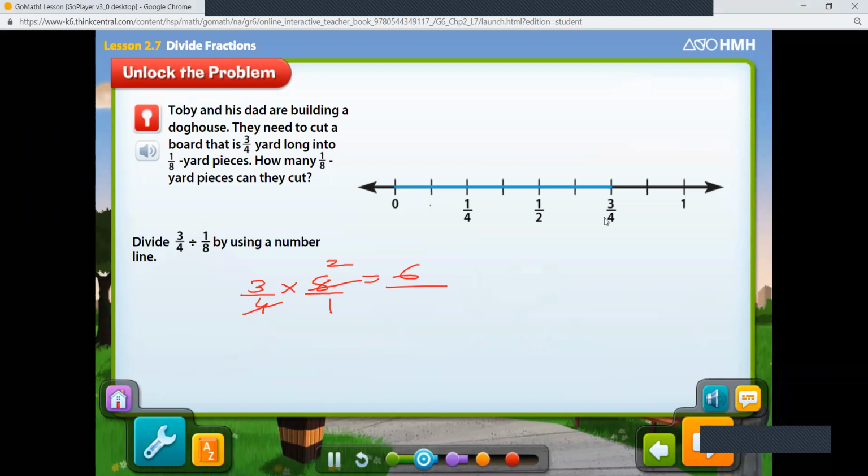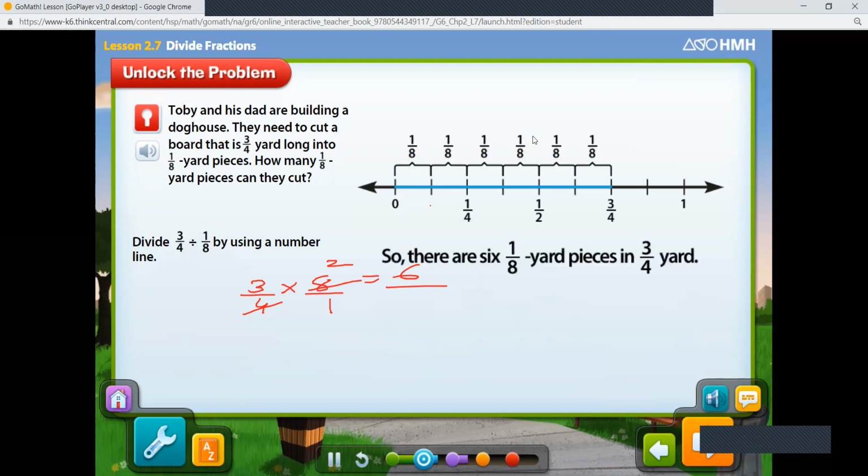Since the board is 3/4 yard long, shade the number line from 0 to 3/4. Then show fractional parts that represent the length of each piece of board. Each piece is 1/8 yard long. Now find the number of groups of 1/8 there are in 3/4. There are 6 groups of 1/8 in 3/4. So there are 6 pieces of 1/8 yard in 3/4 yard. Another way to get 6 using 3/4 and 1/8 is by multiplying 3/4 by 8 over 1.